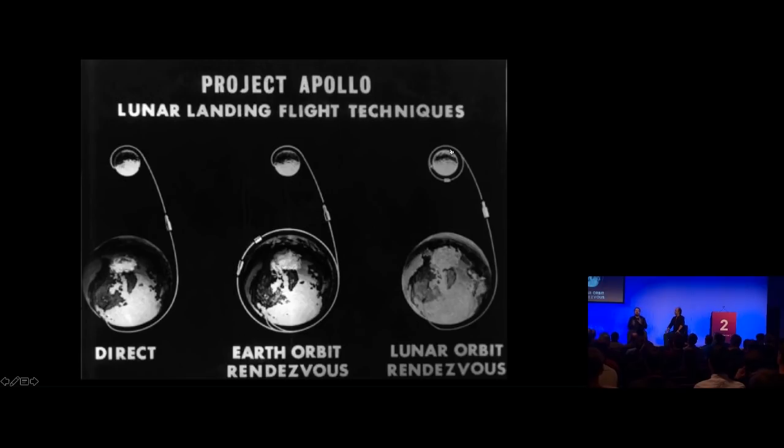The two alternatives that were being considered and developed were something called the Earth Orbit Rendezvous. You launch a bunch of components into orbit around the Earth, you stick them together, and then you fly that to the moon and land it. And the third one, this was a real outsider, wasn't it?